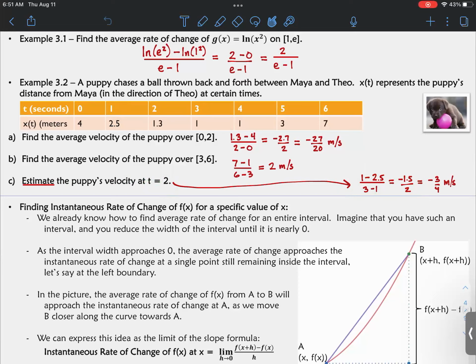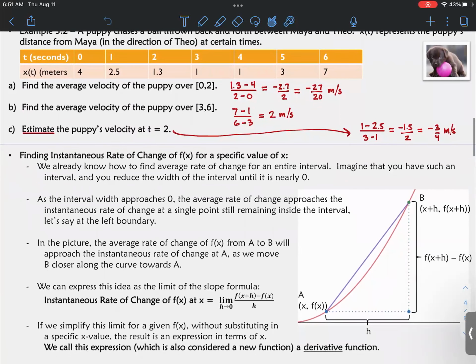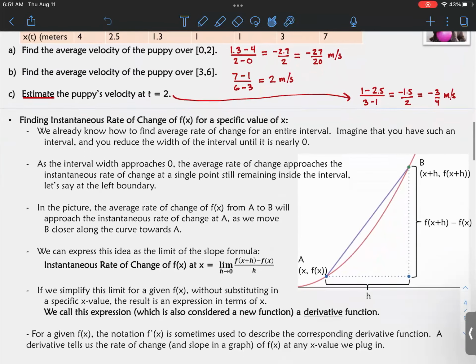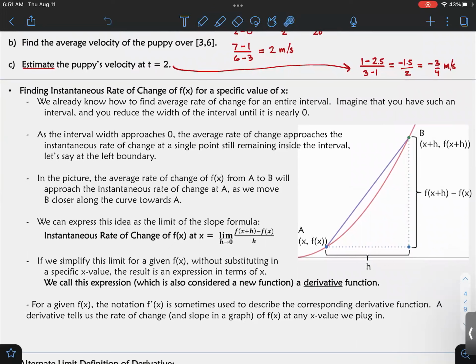All right, moving along, let's start looking at instantaneous rate of change. How do we find this? What are the calculus techniques that allow us to actually find the rate of change at a specific moment in time as opposed to an interval? There's a lot going on here. I'll try to paraphrase, but you could always pause the video and read this to go at a little slower pace.